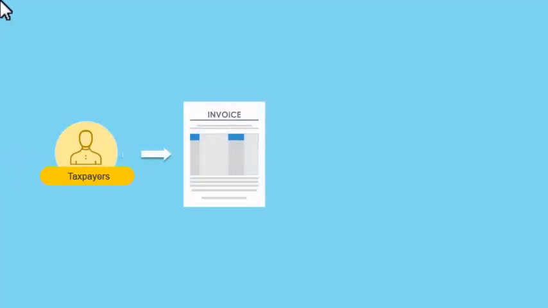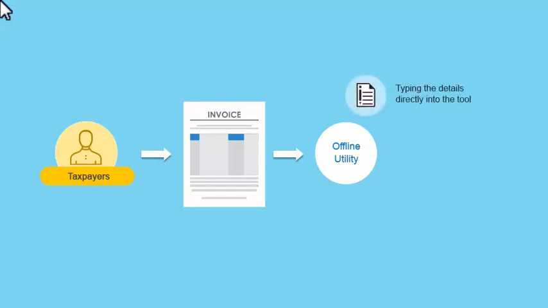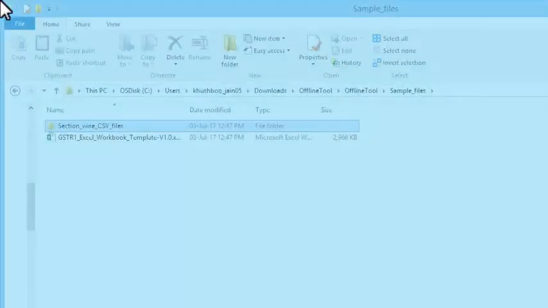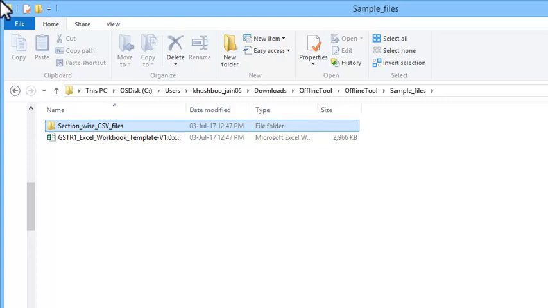Taxpayers can feed invoice data in the returns offline utility either by typing the details directly into the tool or by entering them into the GST provided Excel or CSV templates and then importing those templates in the tool. This video will show you the steps of using this Excel template followed by importing line items in the offline utility and then uploading it to the GST portal.